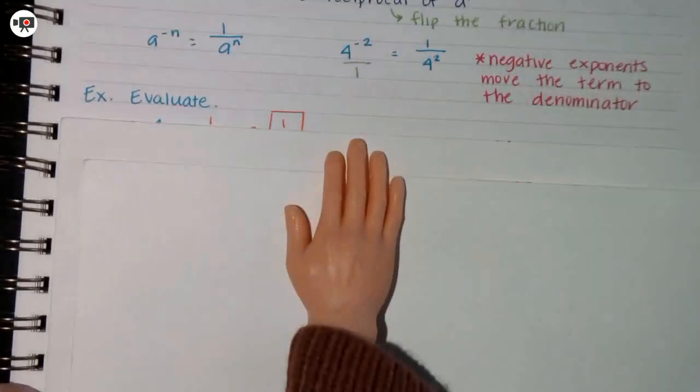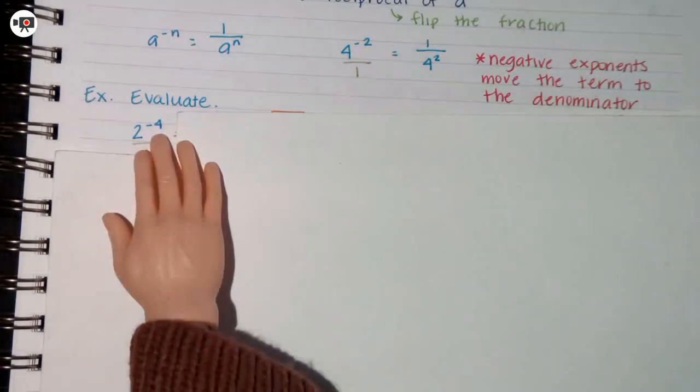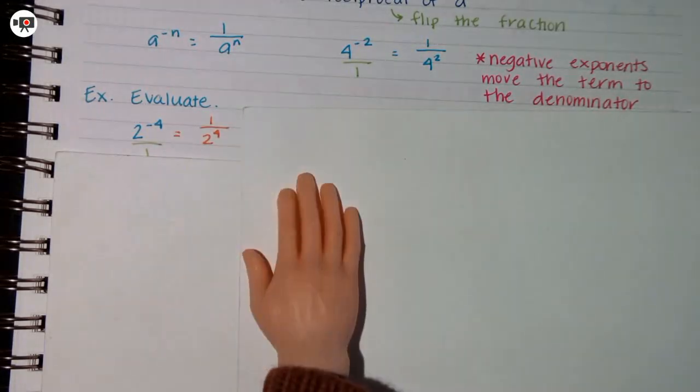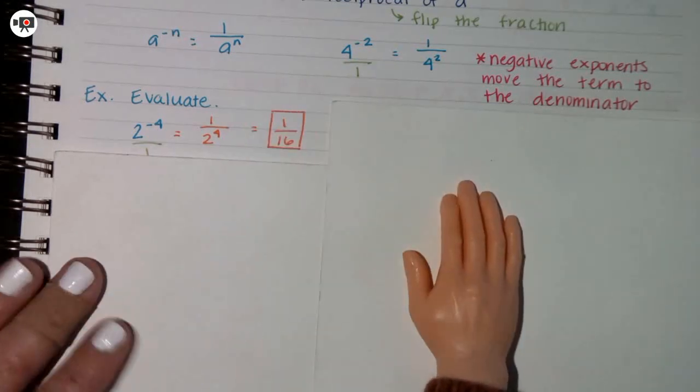So we're going to evaluate. So get the number answer of 2 to the negative 4th. That's 1 over 2 to the 4th. Then I'd have 2 times 2, which is 4. And then another one, so that's 4 times 4 is 16. So that's 1 over 16.